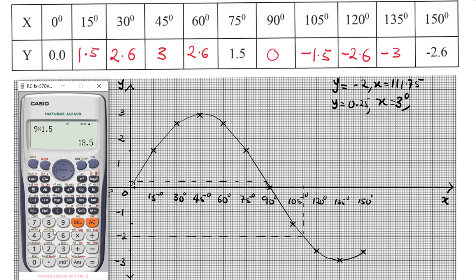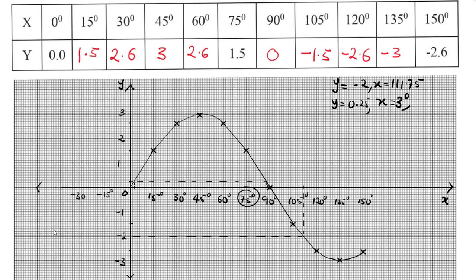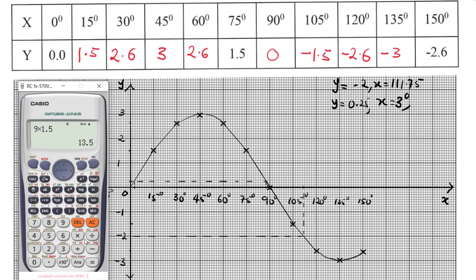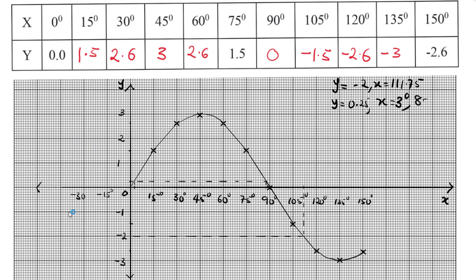Then plus 75, this 75 degrees plus 75 degrees. So the answer is 88.5. We're going to have 88.5. So when y is 0.25, x is 3 degrees and 88.5 degrees. So these are the true values of the equation.